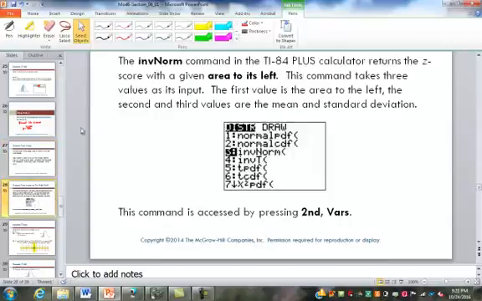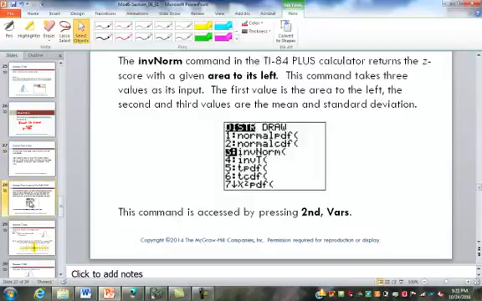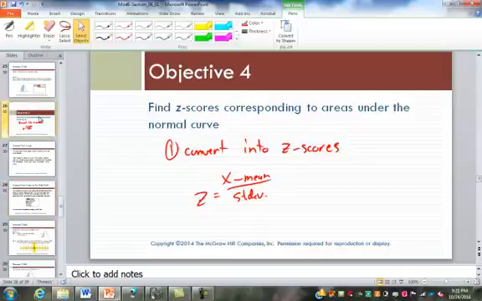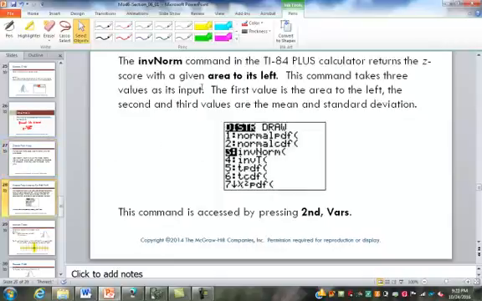You can use the inverse normal. They're talking about inversing here. Okay, they're going to use the inverse normal. If you know a probability and you want to find what value corresponds to it, we can do that as well. So it looks like what we're going to be doing in this section is, if we know a probability, finding the z-score that corresponds to it. So let's take a peek at that. And the inverse normal command on the calculator is what is going to allow us to do that.